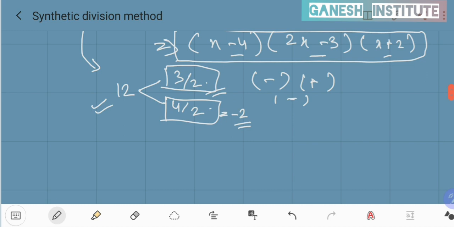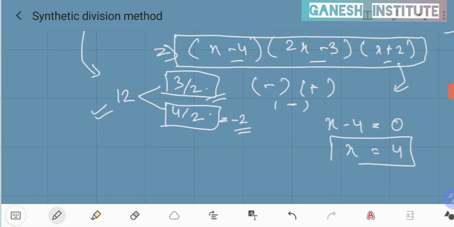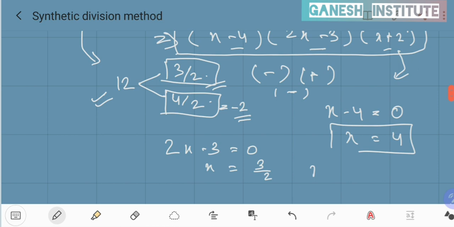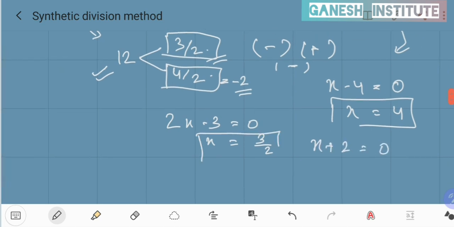So these all are the factors. If we need to find out the value of x, we can simply make x minus 4 equal to 0. The value of x is 4. If the second factor, which is 2x minus 3, is 0, then x value is 3 by 2. And the last is x plus 2 equals to 0, then we will get the value of x as minus 2.